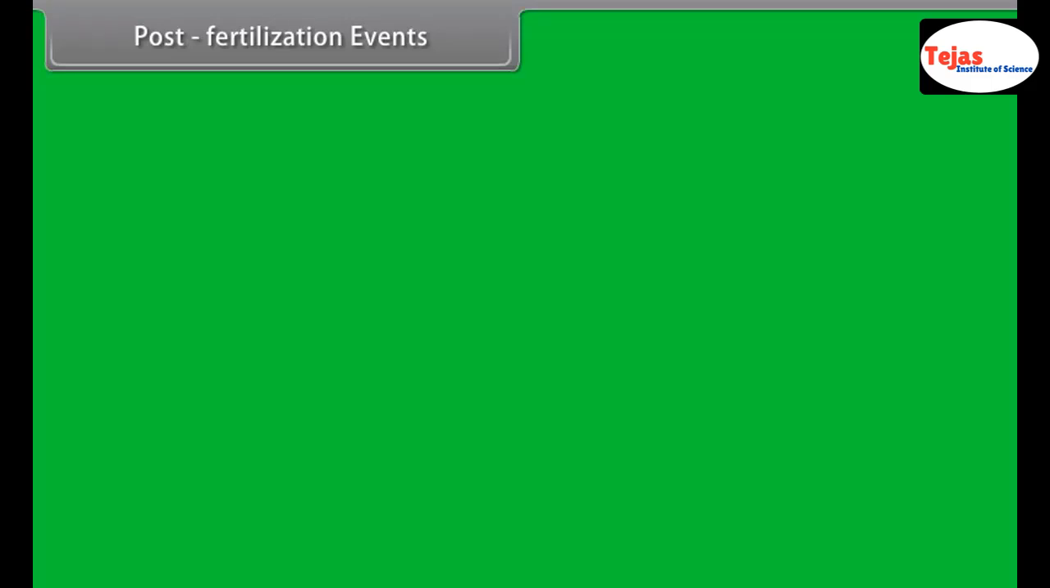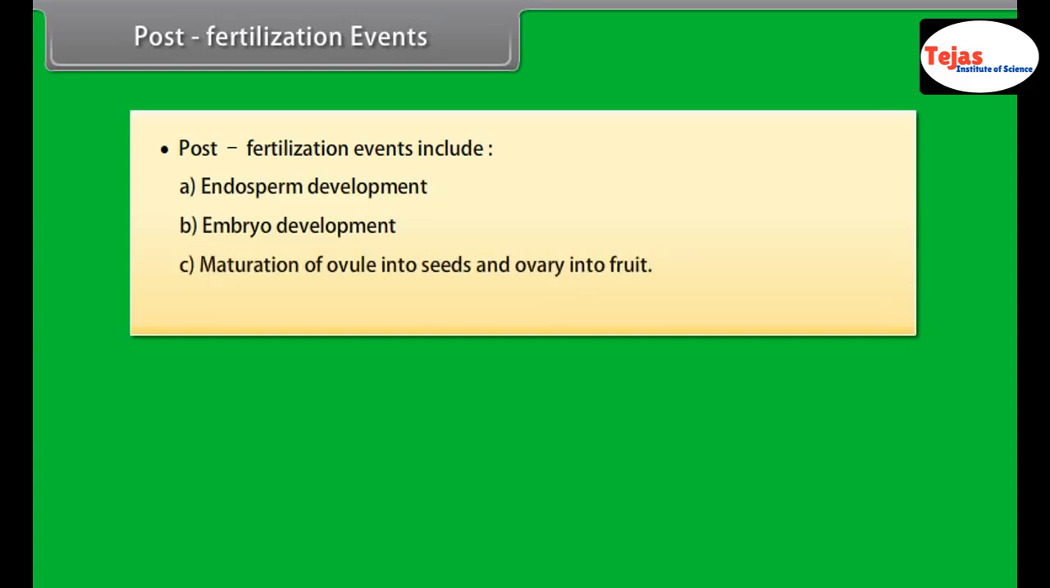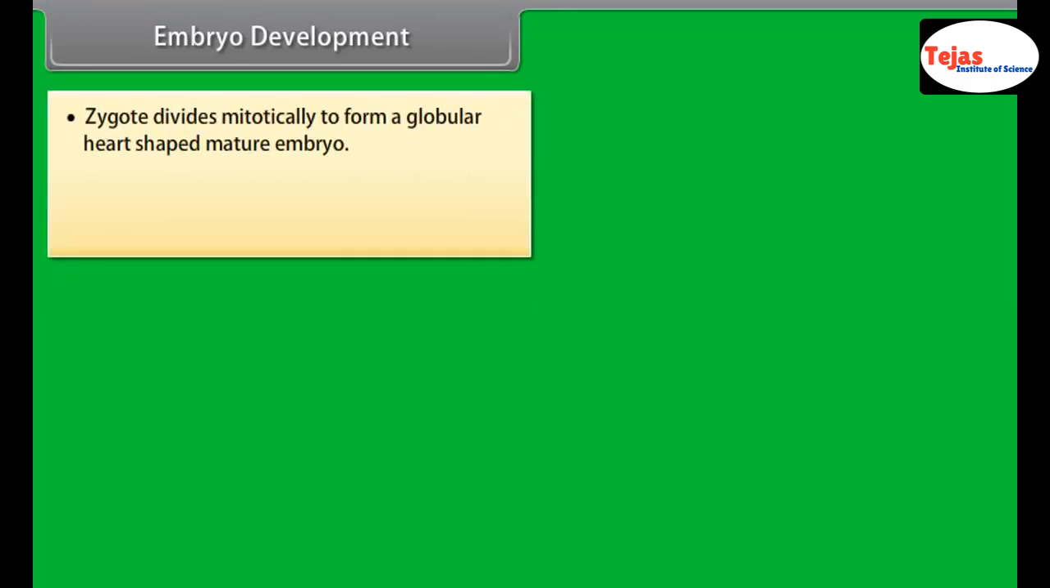Post-fertilization events include A. Endosperm development, B. Embryo development, C. Maturation of ovule into seeds and ovary into fruit. The primary endosperm cell divides repeatedly and forms a triploid endosperm tissue. The cells of this tissue are filled with reserve food materials and are used for the nutrition of the developing embryo. Embryo development. The zygote divides mitotically to form a globular, heart-shaped mature embryo.